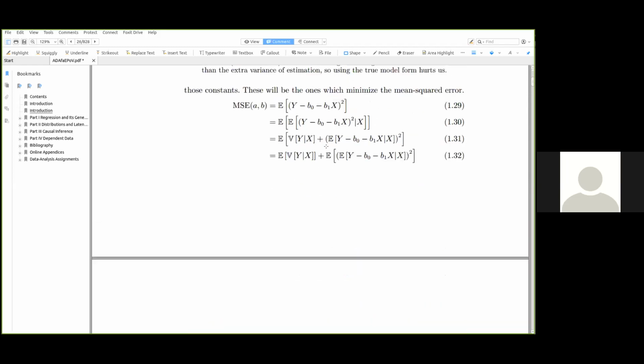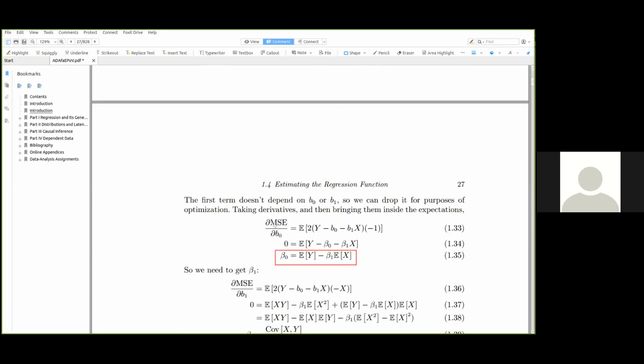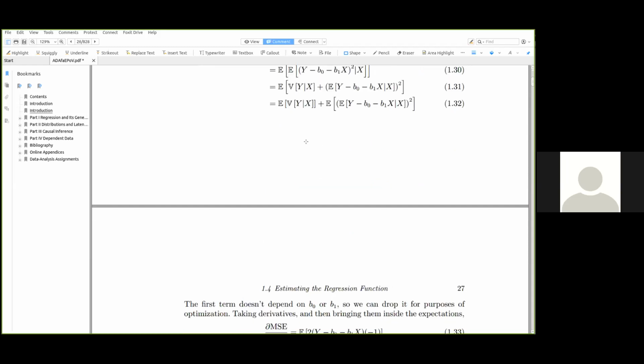Okay. Once we reach 1.32, whenever you want to minimize a function, we normally take the first derivative of it and equate it to 0. Here our parameters are b0 and b1, and we want to minimize the mean square error with respect to b0 and with respect to b1. So we have to calculate two different derivatives. The first partial derivative is with respect to b0. Since the first term doesn't contain any b0 or b1, you can just eliminate it. It's always going to be 0 when you calculate the derivative.